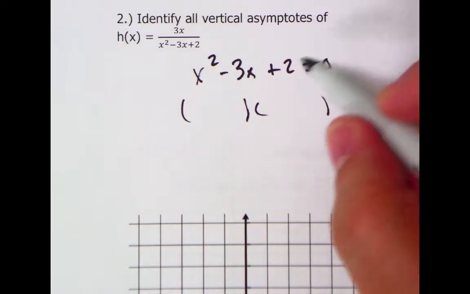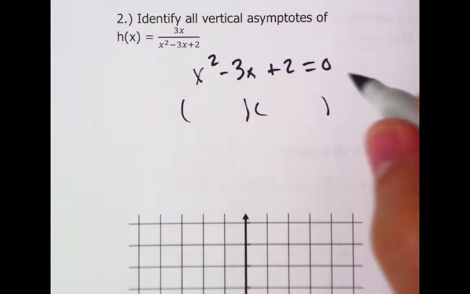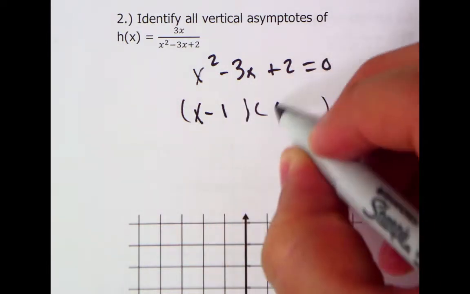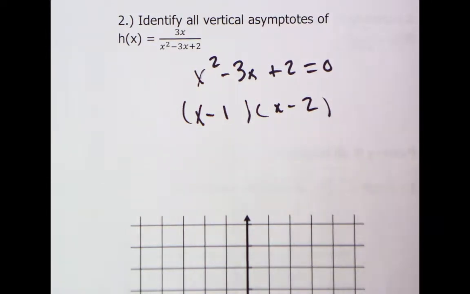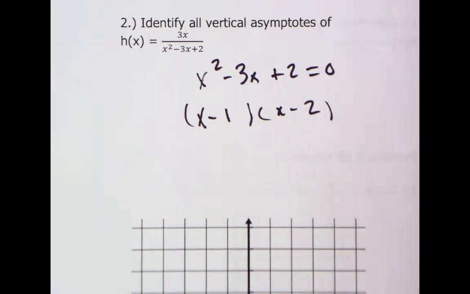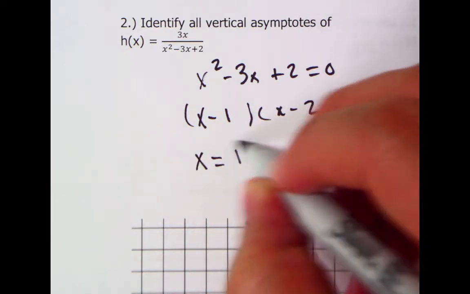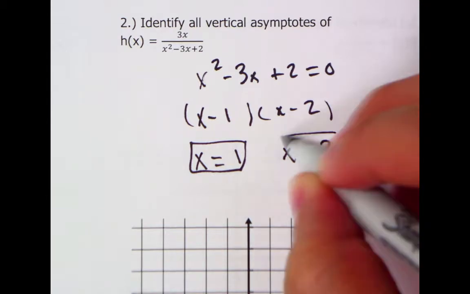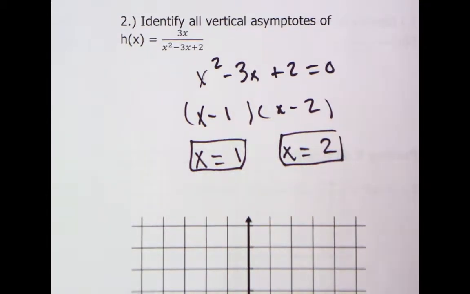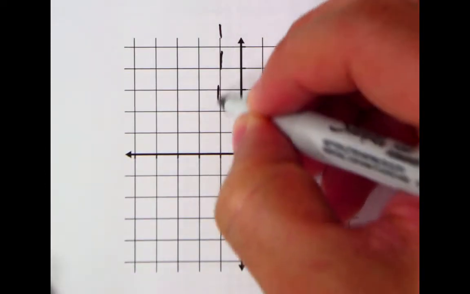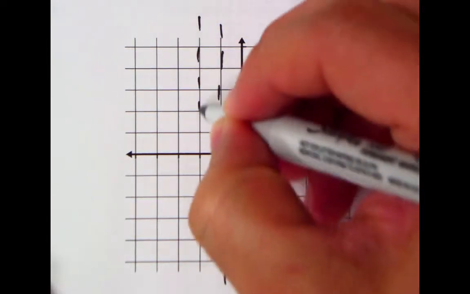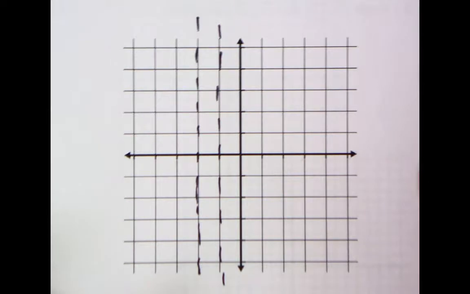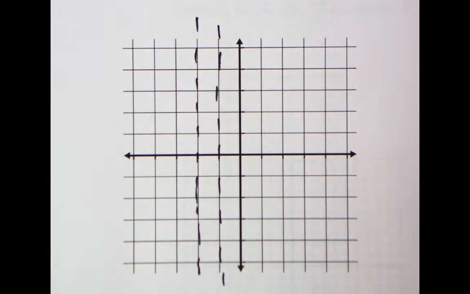What numbers multiply to be 2 and add to be negative 3? We should have guessed negative 1 and negative 2. So x minus 1 and x minus 2. Those multiply to be positive 2 and add to be negative 3. We set them equal to 0, giving me x equals positive 1 and x equals positive 2. So that means I'm going to have vertical asymptotes at 1 and 2. So on the graph, I draw a dashed line at 1 and a dashed line at 2. And if you want to, you can put it into Desmos and verify those answers as well. So that's what our vertical asymptotes are. You set the denominator equal to 0.